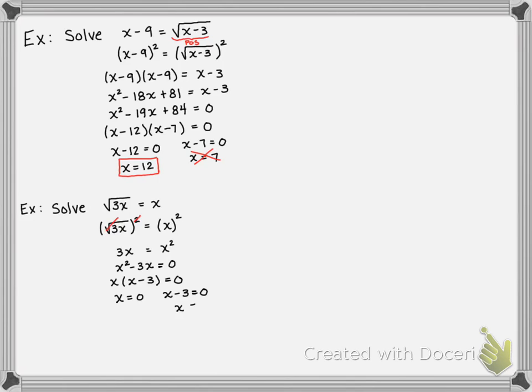So we get 3. See how if you had divided both sides by x at this point, you would have lost this solution. So it's not that it won't give you a valid answer, it's just that you lose one of your solutions. So then we're going to check.